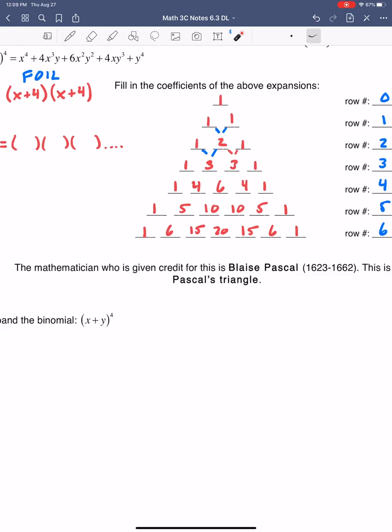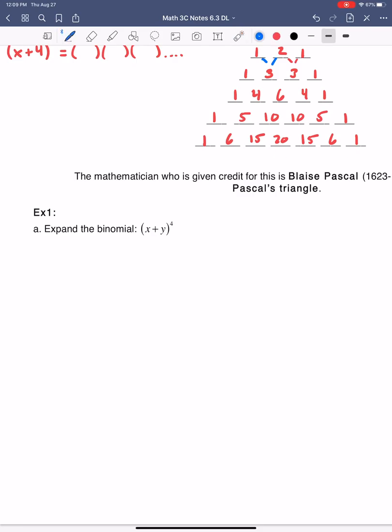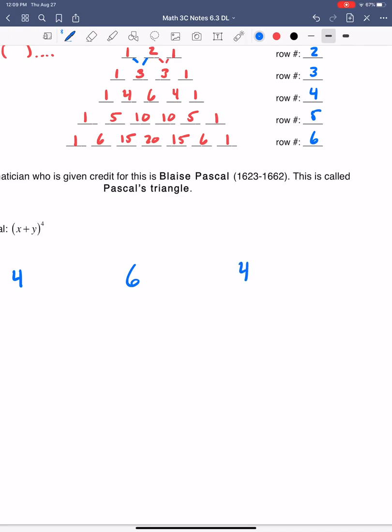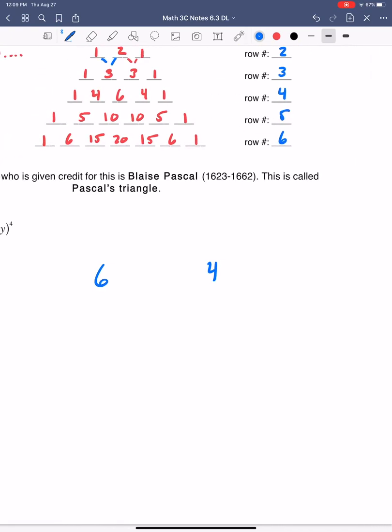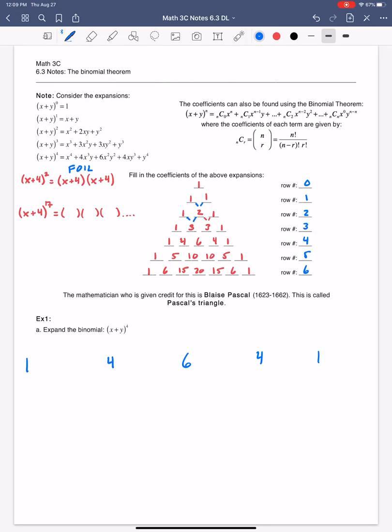Then what I'm going to do is write all those numbers from row 4 below here as I start to expand this. So row 4 looks like this. It's got 1, 4, 6, 4, and 1. Notice that I space these out so that I have some space in between, because I'm going to have to fill in some different pieces here.